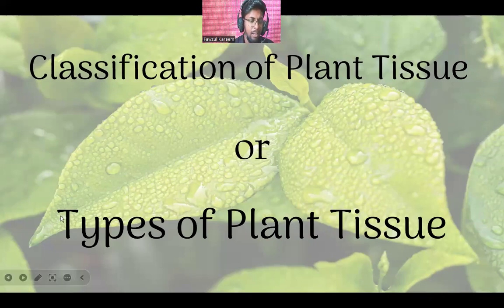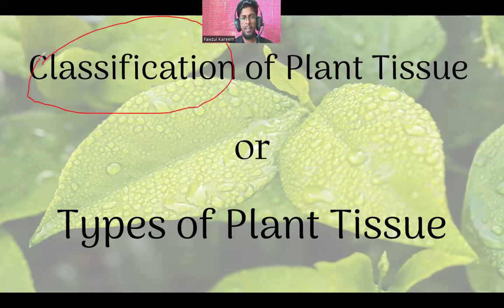So can you accept that the plant tissue has a classification? We can divide the plant tissues. Can you accept that point? We can divide plant tissues into parts, like the soft part and the hard part. Like this we can divide the plant tissue. Are you accepting this point?